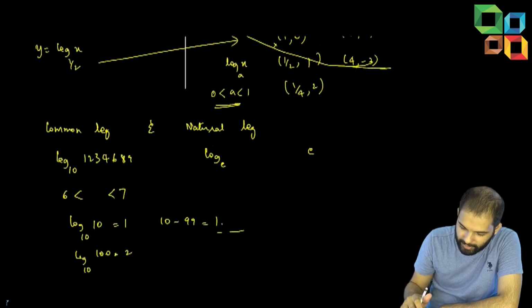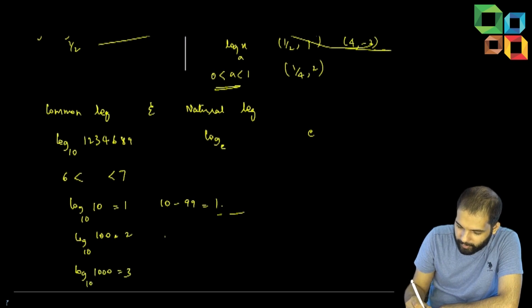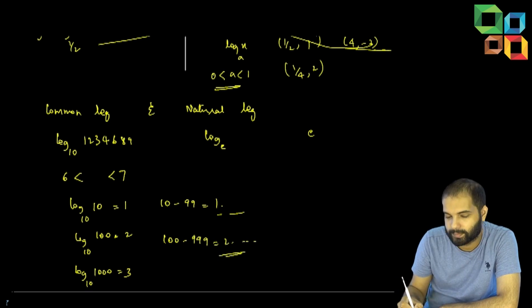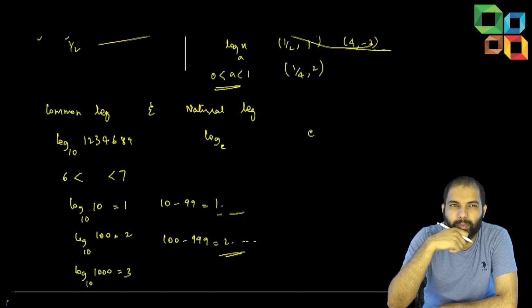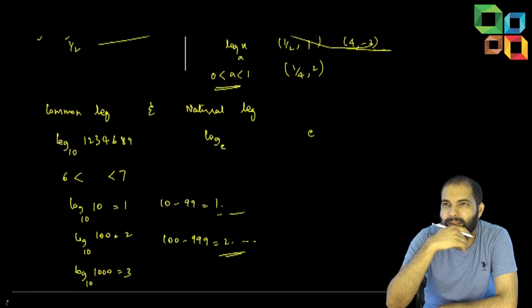Next, log of 1000 base 10 is 3. So any number from 100 to 999, that means any 3-digit number, is going to give me 2 point something. It's going to change only at 1000. So sometimes they give you that log of A is, say, 10 point something. Basically, the idea is to get the number of digits, which might help you out sometimes.